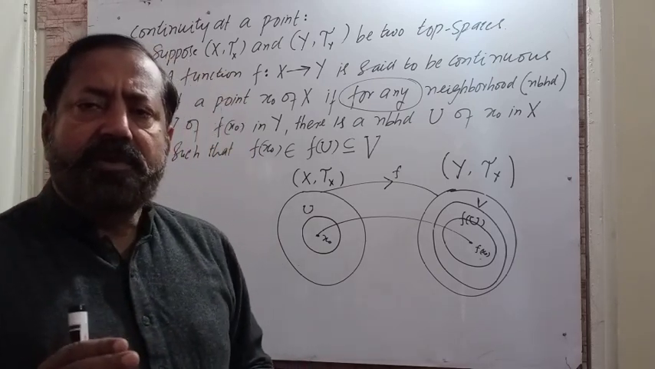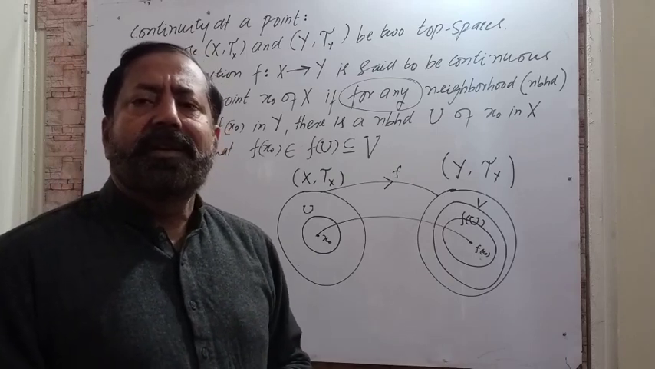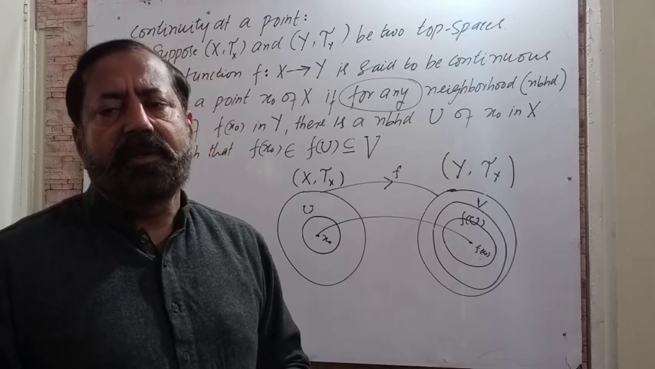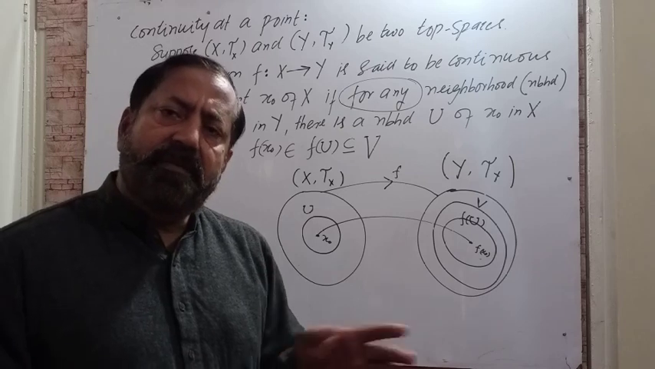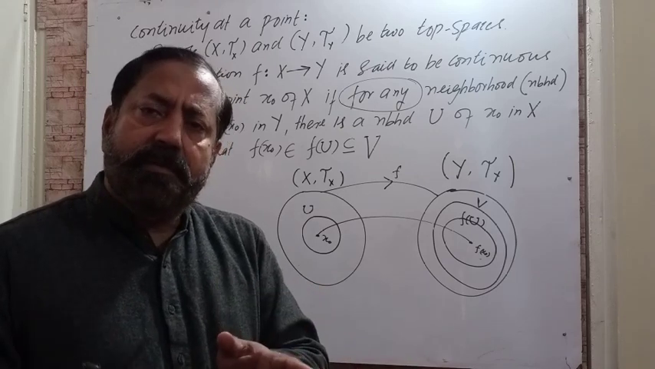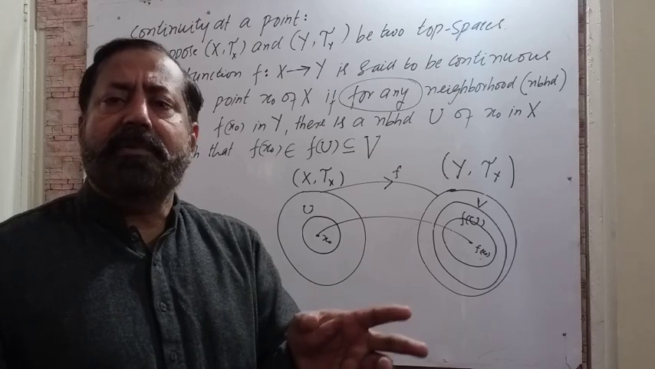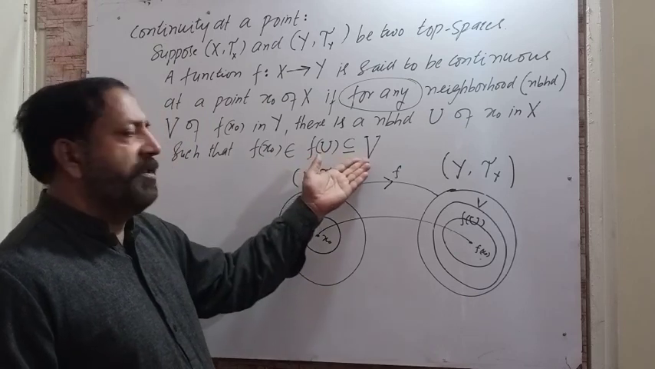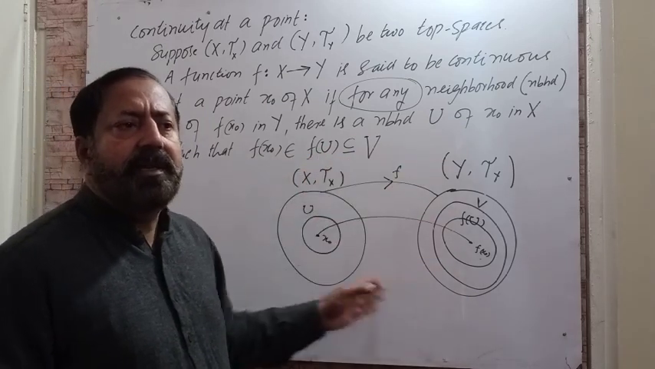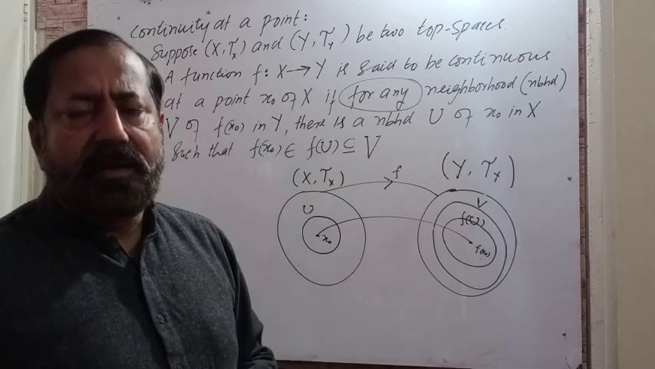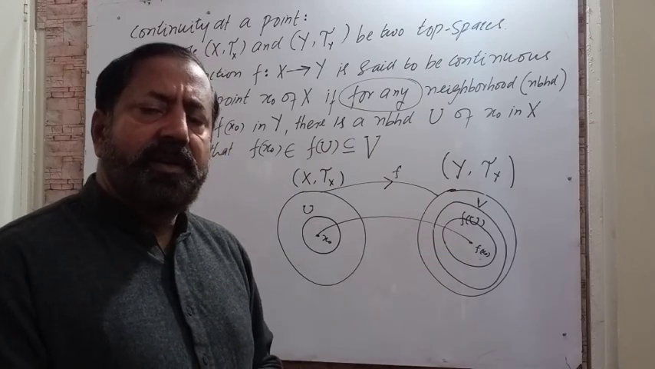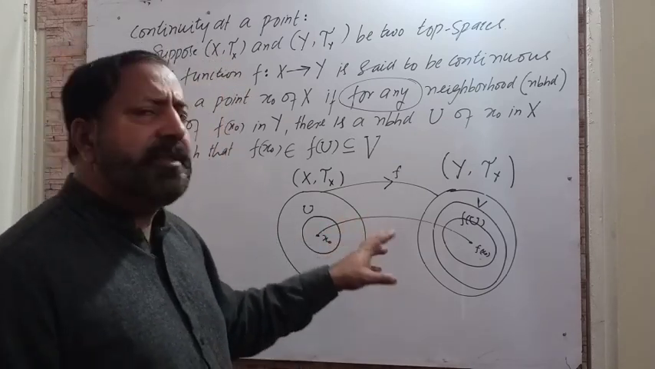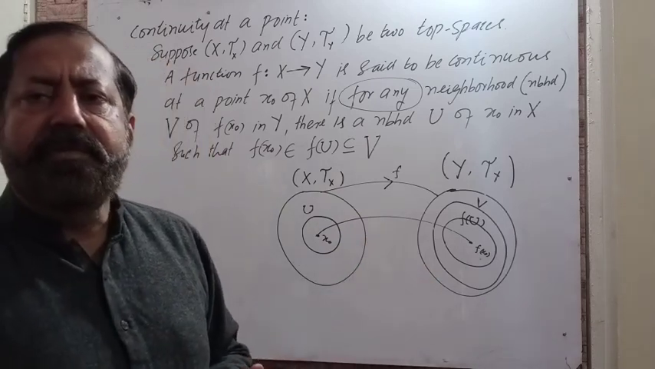You take a point, you want to check the continuity at x naught, find its image, which is f(x naught), and then find all neighborhoods of f(x naught) in Y. Corresponding to every neighborhood, you must get some neighborhood U in X so that f(U) is contained in V. And if this happens corresponding to every neighborhood V of f(x naught), then we will say that this function is continuous.